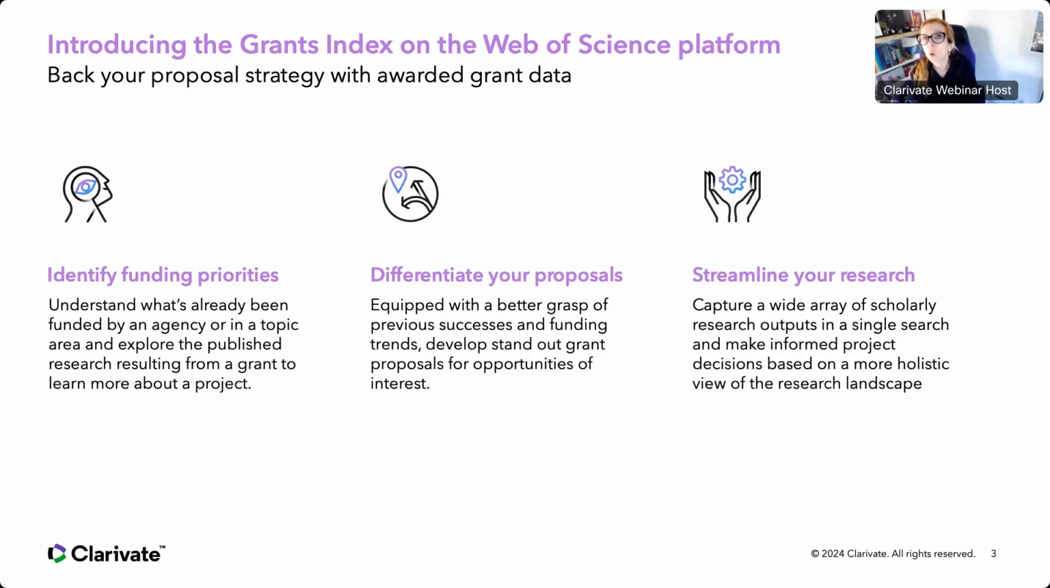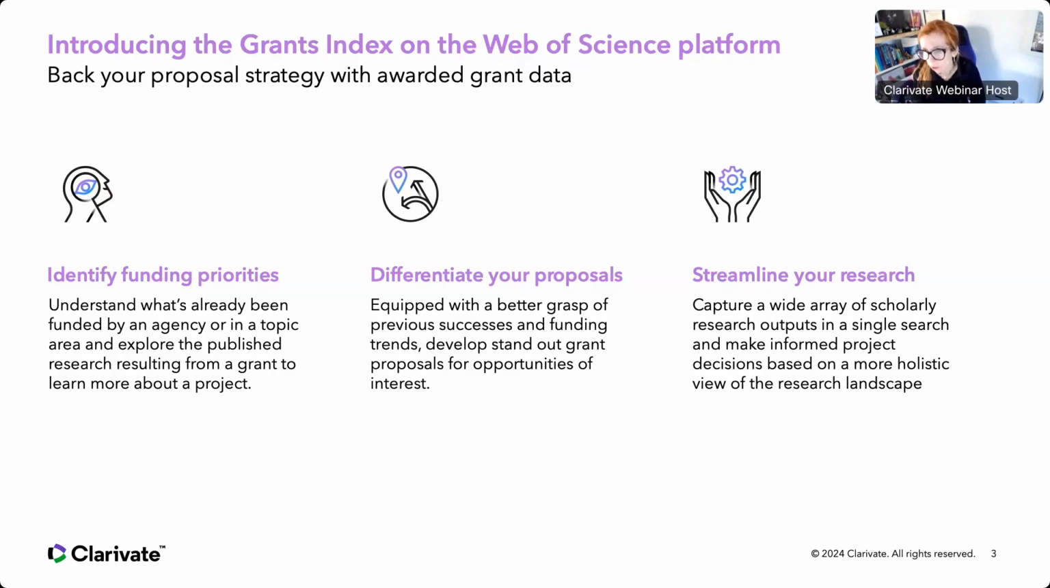So let's go a little further into why we added awarded grant data and how it really helps you. We already said it helps identify funding priorities. You see the metadata, there's a number of fields that are captured, but a typical use case is searching for a topic and understanding not only what published research is out there, but also what published research has resulted from that grant. Then obviously understanding what's already being funded by an agency. That is going to help differentiate your proposal. Is this idea viable? Am I trying to pursue something that perhaps has not attracted that many grants? So that really helps.